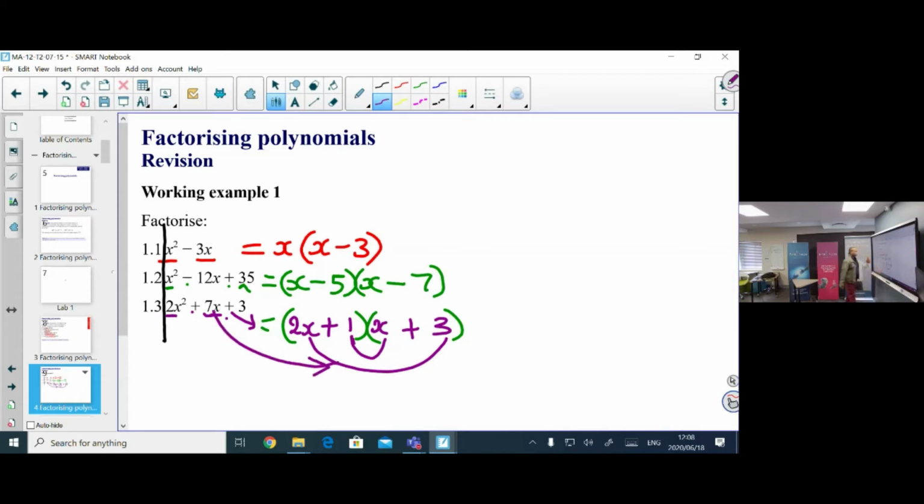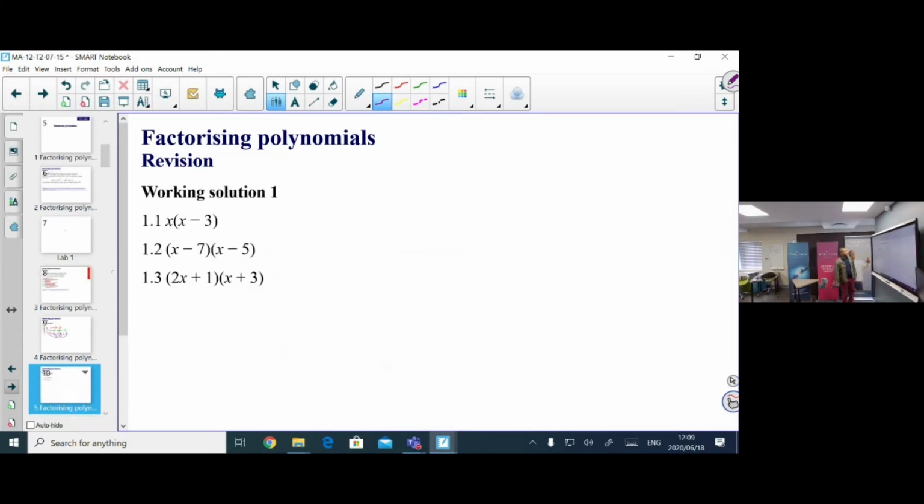So the middle term must come from adding these. So in this case, you have 2x times 3, which gives you 6, then plus 1x in the middle, which gives you 7x. Everything else is coming together. Okay. So there are our solutions as discussed just now.